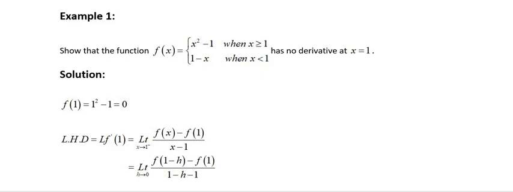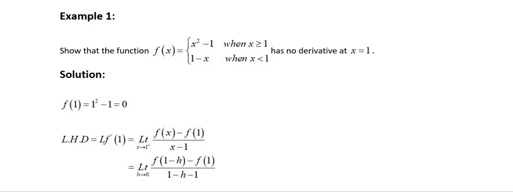So once observe the question. Here f of x takes two values, that is x square minus 1 when x is greater than or equal to 1. This one we are going to use while finding f of 1 and RHD. Second value of f of x is 1 minus x. This is when x less than 1. This will be used while finding our LHD of given function.